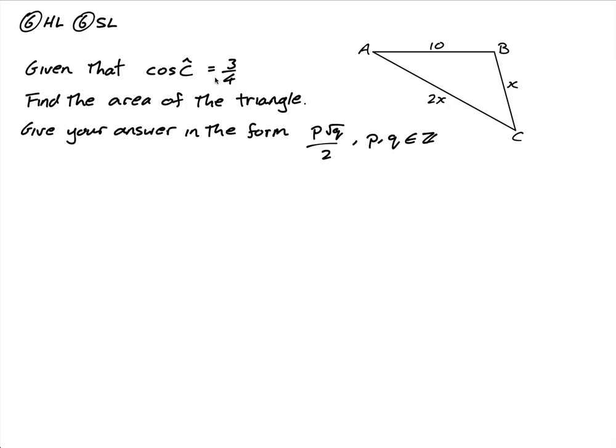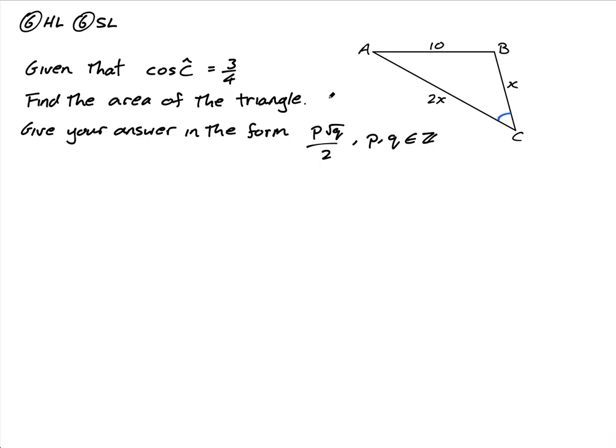So it says, given that cos of C is this, so this is a triangle, and we have cos of C hat, that's this angle here. So we have the cos of that angle. We don't have the angle, but we have the cos of the angle. It says find the area of the triangle, giving your answer in this form. So the area of a triangle rule is a half ab sine C. So we'll use that soon.